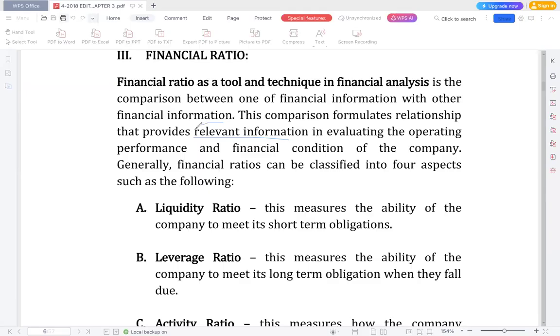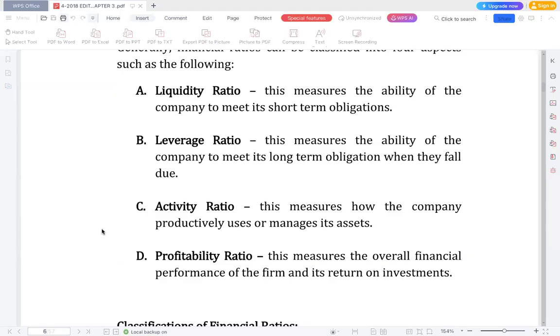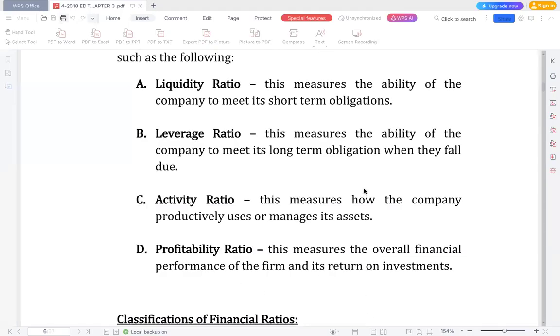So if you are the creditor of the firm, you can check on the ability of the firm to pay its debt. So you can focus on liquidity and leverage. Say for example, for banks, in evaluating whether or not they will approve the application for loan, they can focus on the long term ability of the firm to pay its debt as well as the short term.